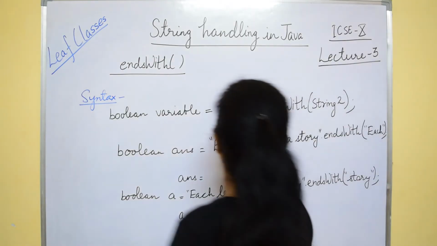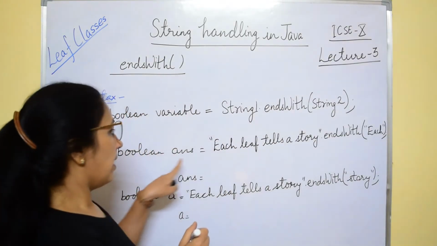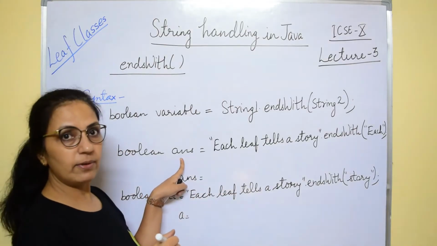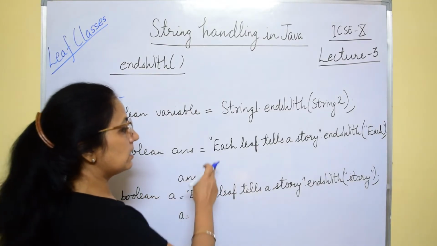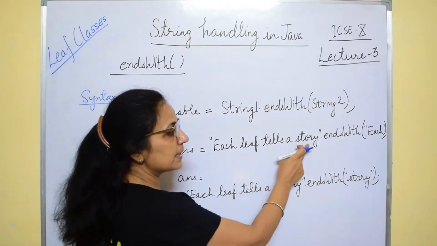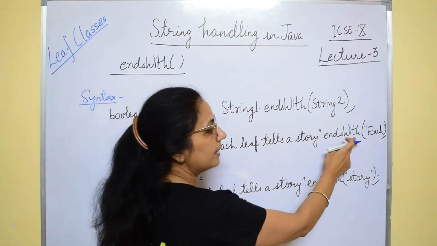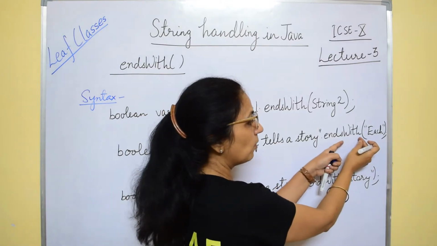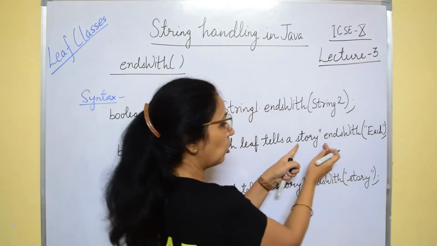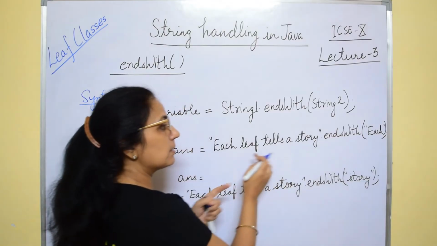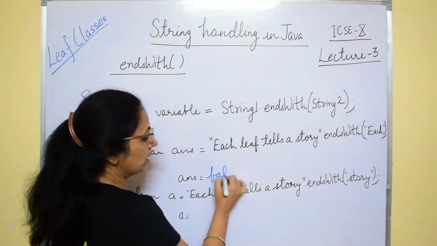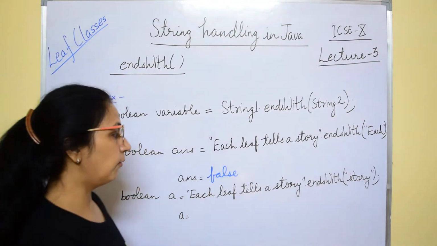So let's take the example. Here the return will be boolean, so I have taken a boolean variable ans. The string is "Each leaf tells a story", dot endsWith "each". So is the last part of the string "each" or not? No, it is not ending with "each", so the result of this is false.